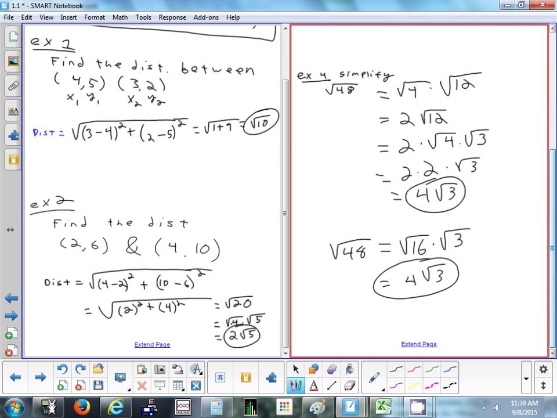Okay, so there's always a way to simplify square roots in one step. It's not wrong if you do it in multiple steps. It just takes a little longer. But you always want to make sure you reduce it as much as you can. Any question on reducing square roots? How many people have done that before? Pretty much everybody. It's pretty easy.